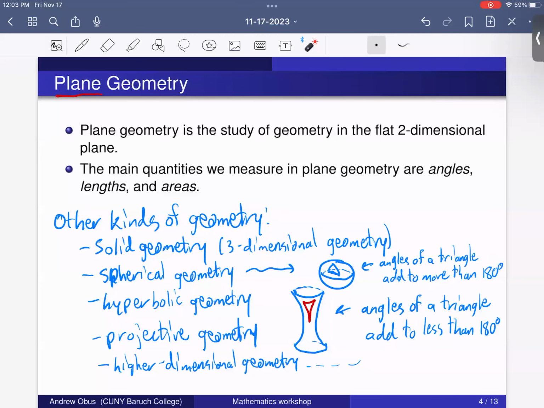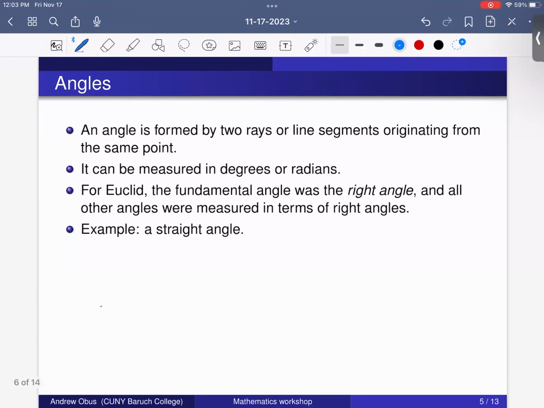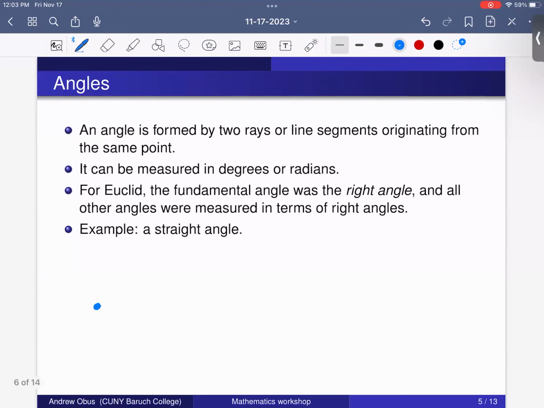Okay, so these are the things that we measure. Let me just briefly talk about each of these things. So angles, remember, an angle is formed by two rays or line segments originating from the same point. So if I draw an angle like this, this is an angle. And we measure, usually I draw a little curve here, and for an angle, we often use the Greek letter theta when we're talking about the measure of an angle. We sometimes use alpha, sometimes we use regular Roman letters also. And the two main measurements we have for angles are degrees or radians.